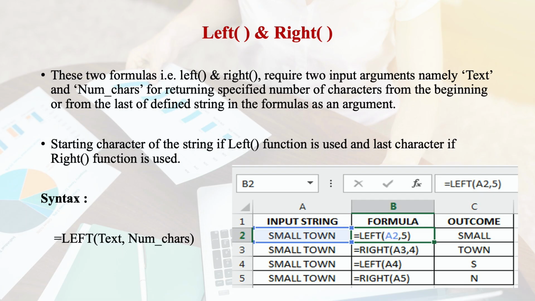Many times you forget to pass the number of characters, and in that situation the starting character is returned. Likewise, if I use the formula left with the reference of the cell where the text is present, say A4, then only S will be returned, because I didn't mention how many characters I want in the return. So only one character will be returned, that is the beginning character. And if I write equal to right and A5, then only the last character, that is the rightmost character in the string, will be returned. So I hope these two formulas are quite clear to you.